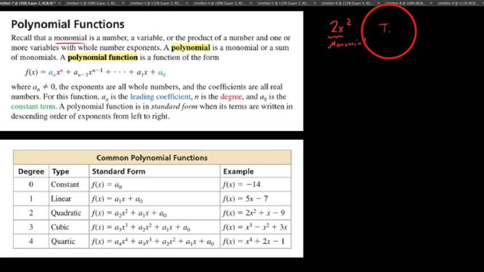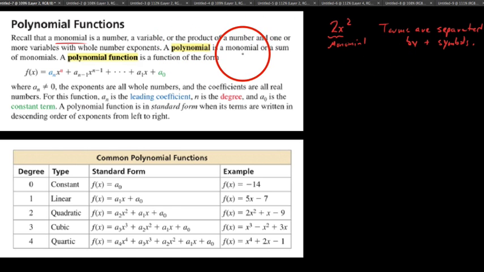Remember also that terms are separated by plus symbols. And if it's negative subtraction, you could change it to adding the opposite, but we say terms are separated by pluses and minuses. We say that a polynomial is a monomial or a sum of monomials. So a polynomial function is a function of this form here, where we're adding together several different monomial terms. And so poly, meaning many, is just the sum of some monomial terms.